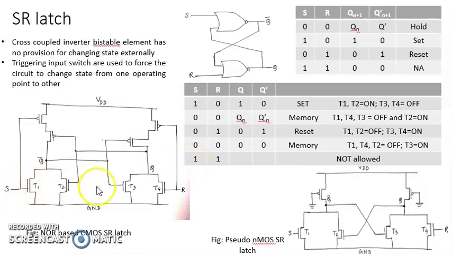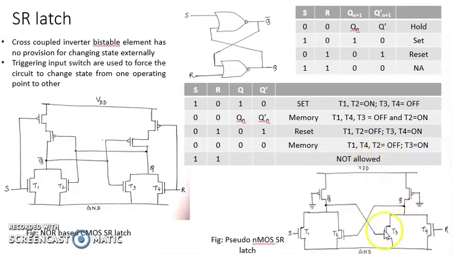Finally, if we apply S and R both equal to 1, from a simple analysis you can see that there is a contradiction, because Q and Q bar both become either 0 or 1. That cannot be acceptable, and that is why these inputs S and R both equal to 1 are not allowed in case of an SR latch.